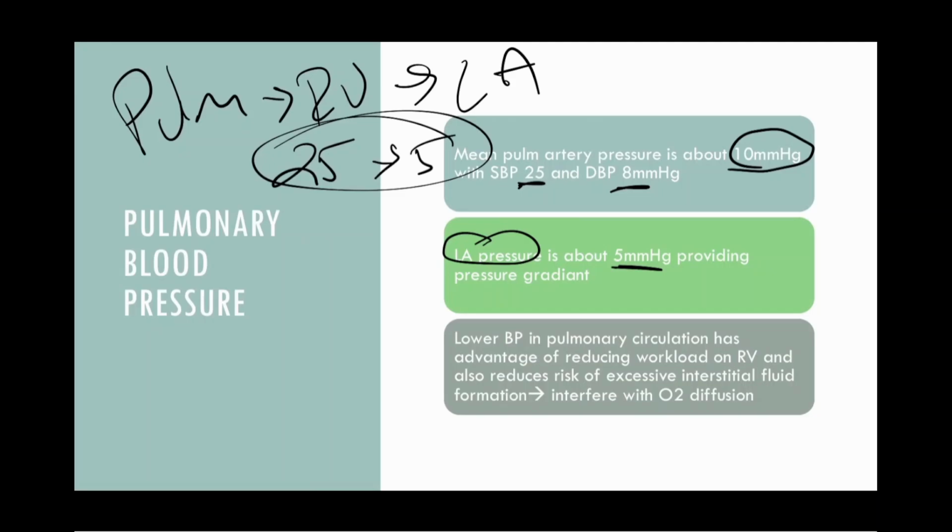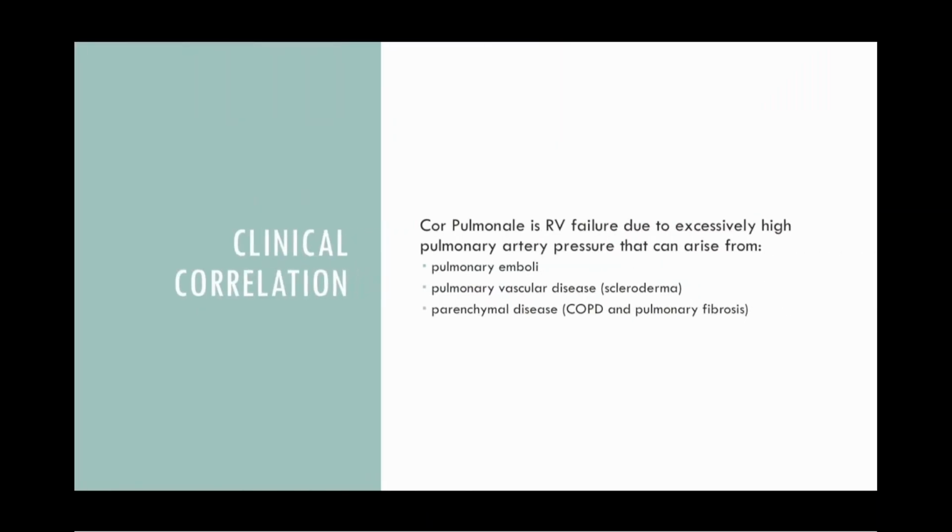Having these lower blood pressures on the pulmonary system reduces the workload on the right ventricle, so it doesn't have to work that hard. And it reduces excessive interstitial fluid formation. We don't want interstitial fluid formation. What is that going to do to our diffusion distance? It increases the diffusion distance. Therefore, your O2 diffusion is going to be altered by that as well.